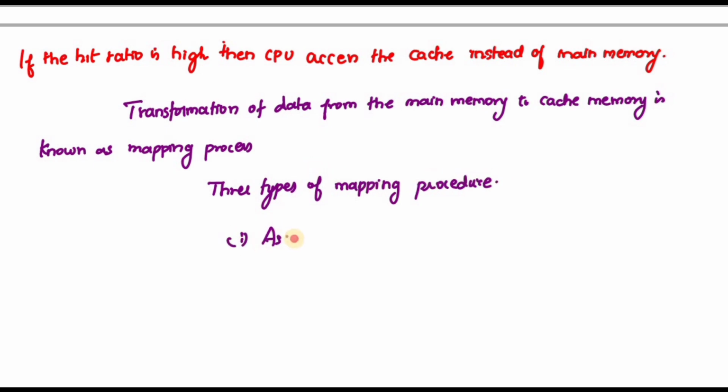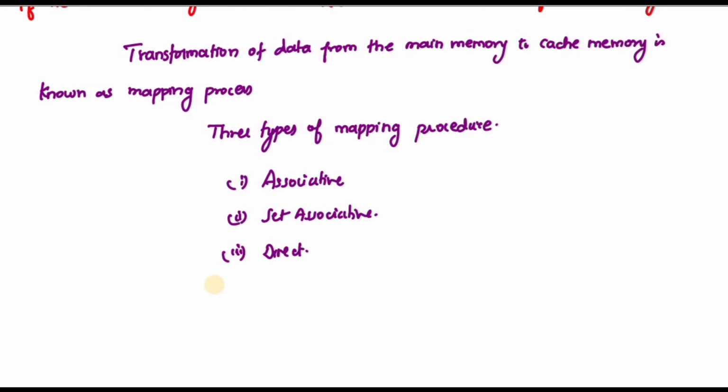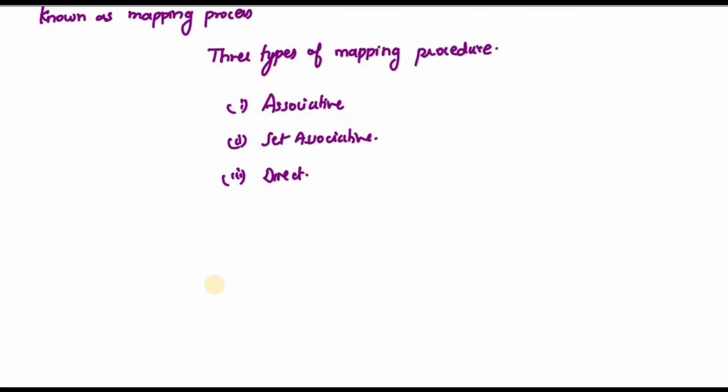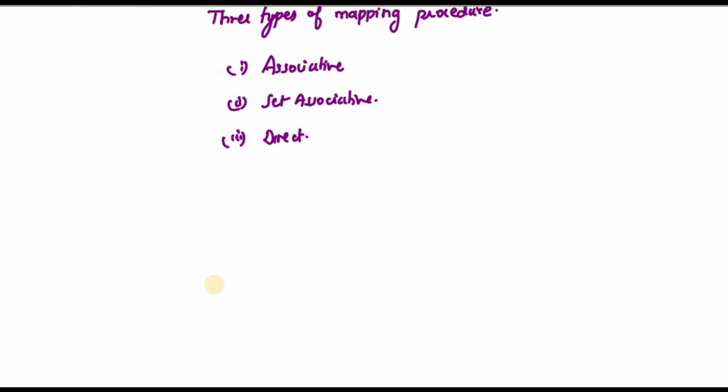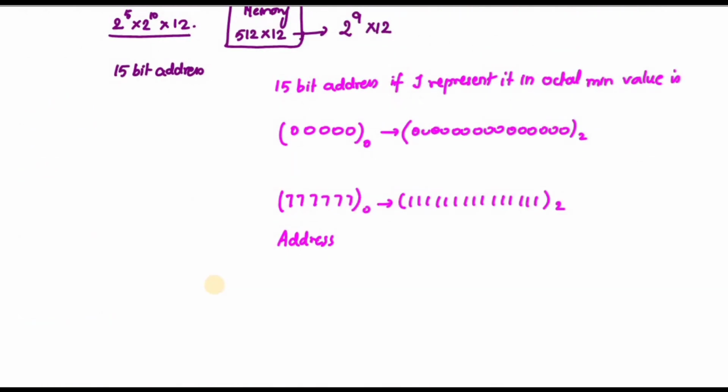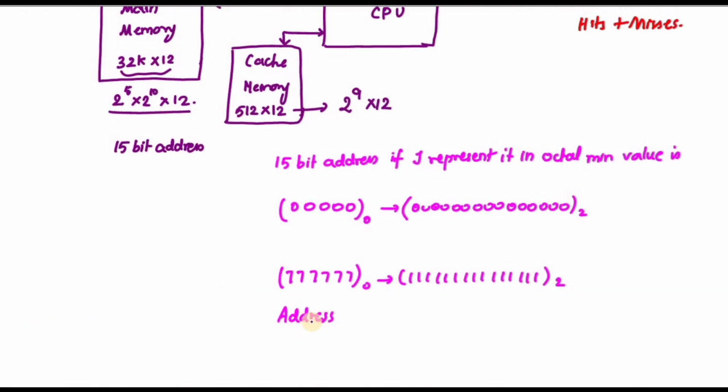Generally, the transformation of data from the main memory to the cache memory is known as the mapping process. There are three types of mapping procedures. The first type is associative mapping, then set associative mapping, and then direct mapping. So first let us discuss the associative mapping procedure.